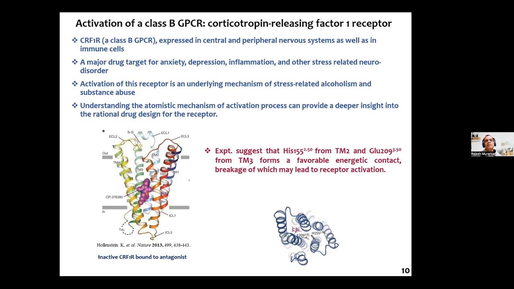This receptor is basically expressed in the central and peripheral nervous system, as well as immune cells. And this receptor is a major drug target for chronic stress, anxiety, depression, inflammation, and other stress-related neurological disorders. It is also known that the activation of this receptor is basically the underlying mechanism of stress-related alcoholism and substance abuse. Therefore, it is very important to understand atomistically what the activation mechanism of this receptor is, and that may provide an insight which can help us in rational design of drugs for this receptor.